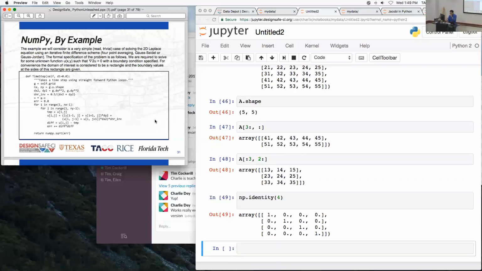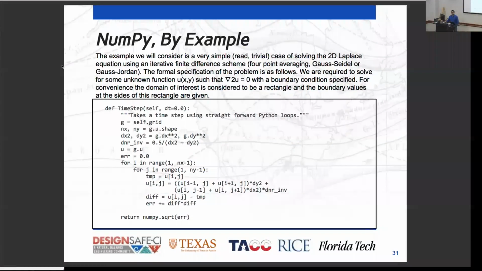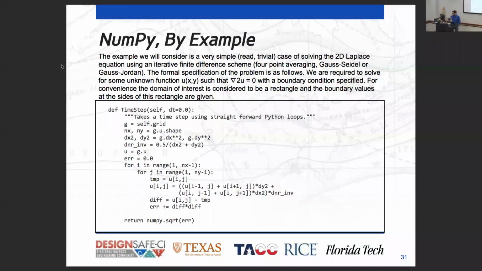And then, of course, I want to show you guys this little example here. I'm going to go ahead and maximize this. I want to make sure we have time for everything, so I won't actually run the example on this. This is just a really trivial little case. It's a 2D Laplace equation. It's using a 4-point averaging.